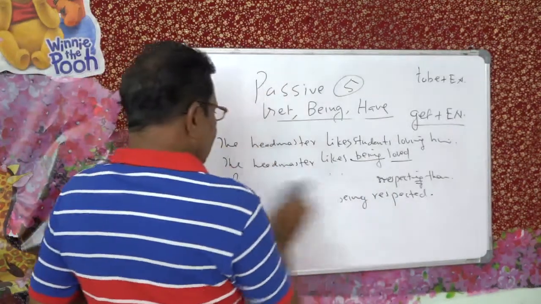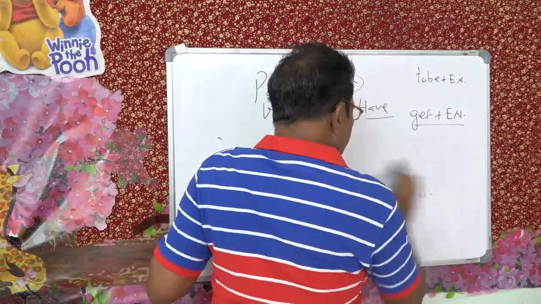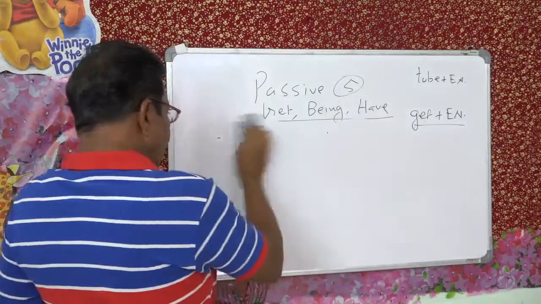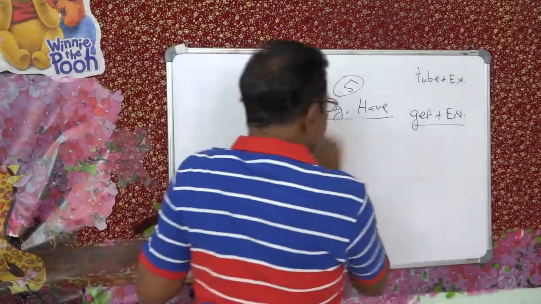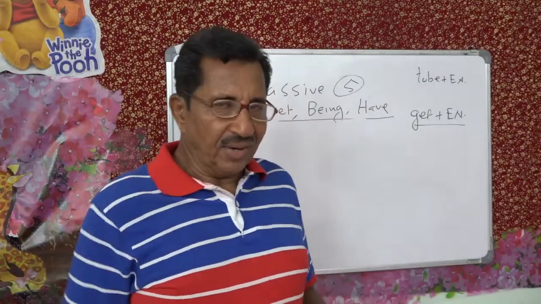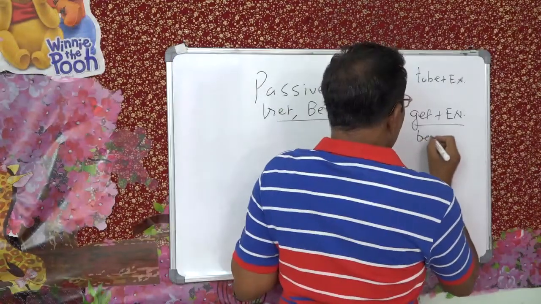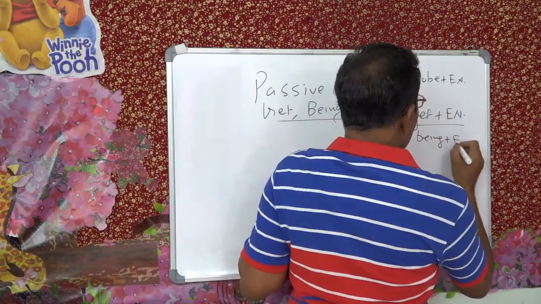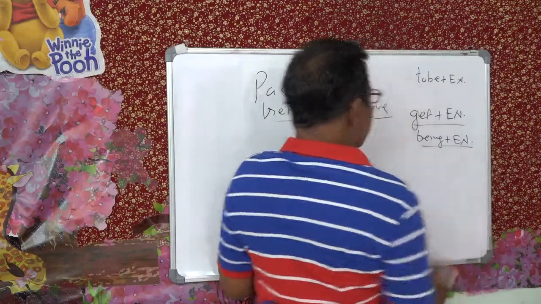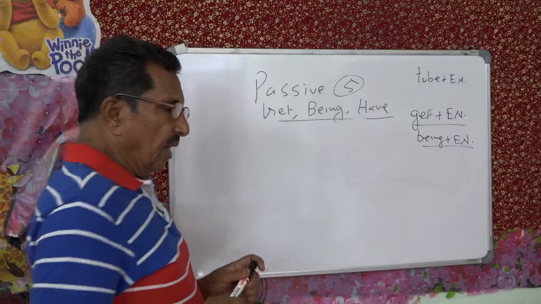Okay, let's have two or three sentences more, then you will understand it. So what have you to do? You have to bring in a being plus the past participle of the given verb. Past participle is a must for this. So being plus en. That is the formula here. Being passive. Being plus en. Understand?